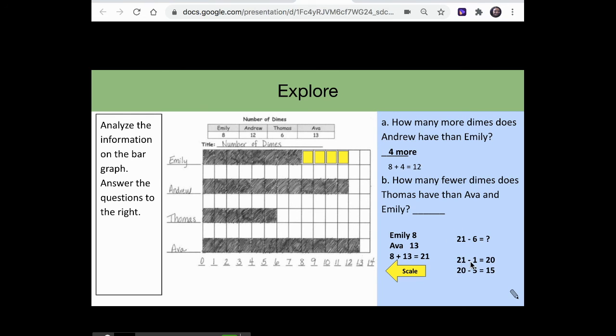But 21 minus 1, I know equals 20. And 20 is a friendly number. So if I take away 5 from 20, that leaves me at 15. Wow, do you see how quickly we did that mental math? That means that Thomas has 15 fewer dimes than Ava and Emily put together.